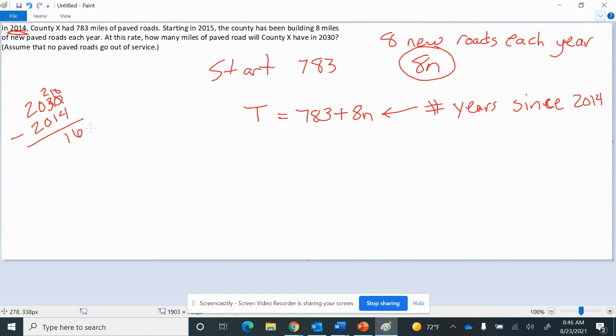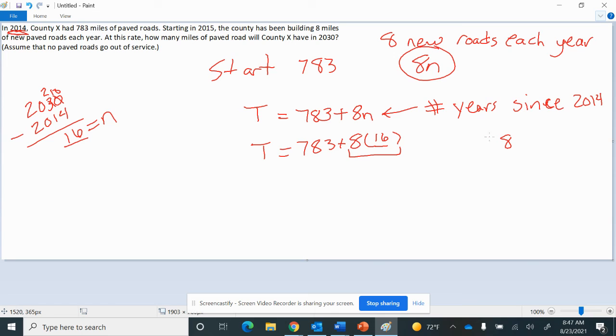Okay, since I figured out 16 years to 2030, this is what I need to plug in for n in this problem. So my total number of roads is 783 plus 8 roads per year for 16 years. Again, this 16 came from the fact that it's been 16 years since 2014 to 2030. All right, I go ahead and start doing my math. I cannot add these two yet. I first need to multiply these together.